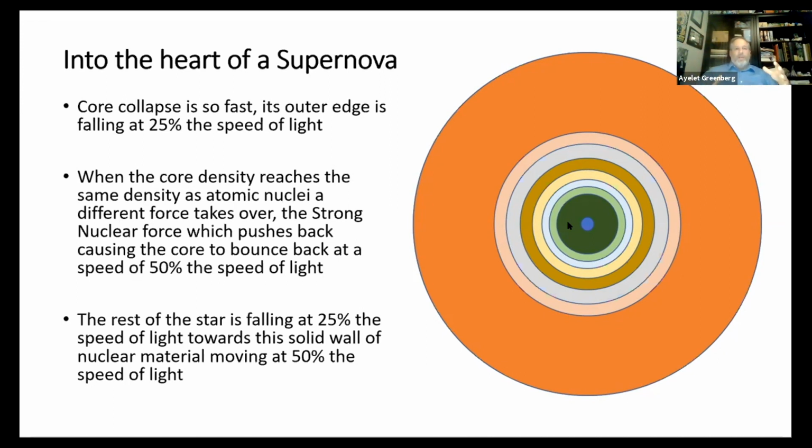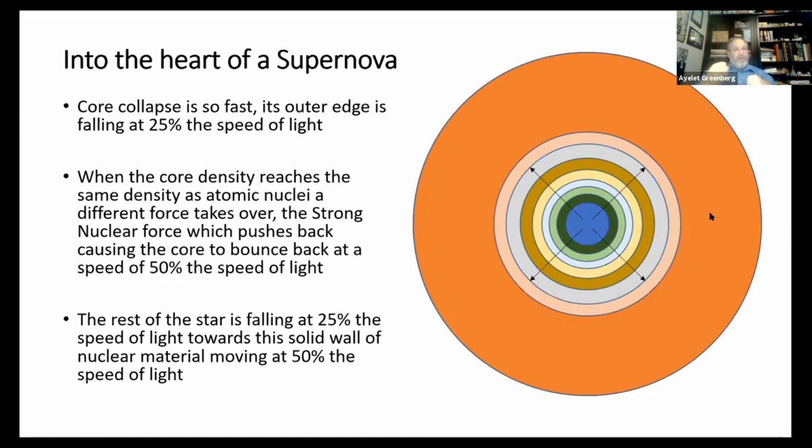And now a new force of nature takes over, which is known as the strong nuclear force. And that is a repulsing force. It repulses back, and it causes the core to bounce back at incredible speeds, at about 50% the speed of light. So now this core bounces out at 50%. But guess what? That's happening in the center. And we're talking about a star whose edge is somewhere near Jupiter and all the stuff in the middle, right? So all the rest of the star doesn't know that the core has decided to bounce back up because the strong nuclear force woke up. And so the rest of the star is still collapsing down at 25% the speed of light.